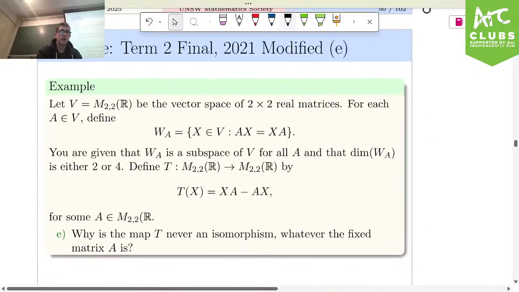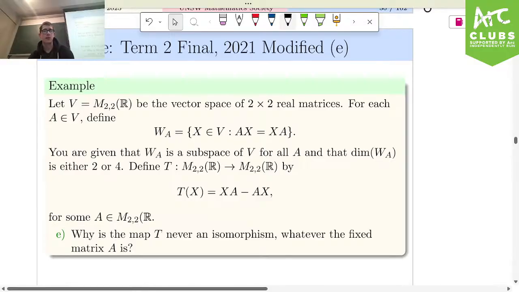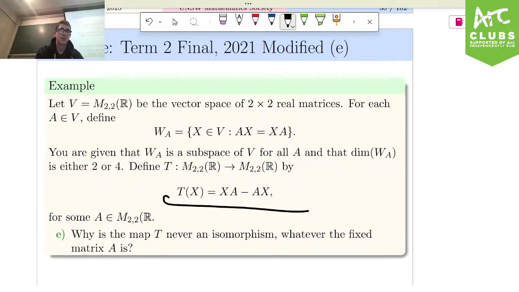So let's look at a quick question here. This is following on from the previous question we did. We looked at the same setup before, but now we're defining a linear transformation with our output being similar to what this is. So we're saying that our output is this difference here for fixed matrix A. We want to show that this mapping T is never an isomorphism.